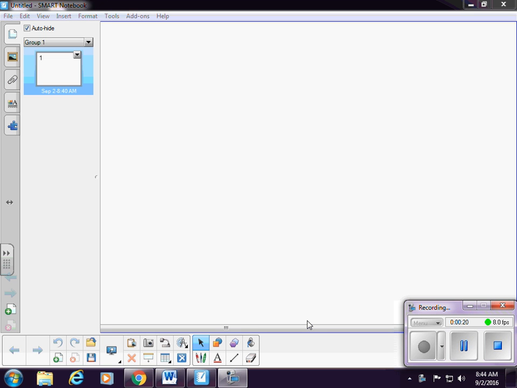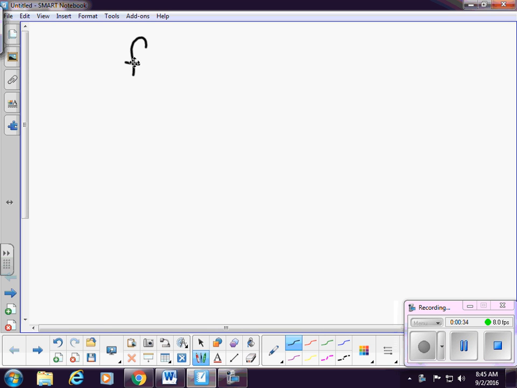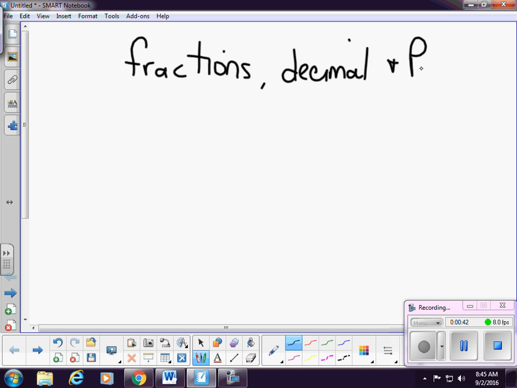Now, from a fraction, we're going to go to decimals and percents. Some of this is review, and some of it may not be. So, we're going to learn today, if I can get my marker to write, we're going to talk about interchanging between fractions, decimals, and percents.